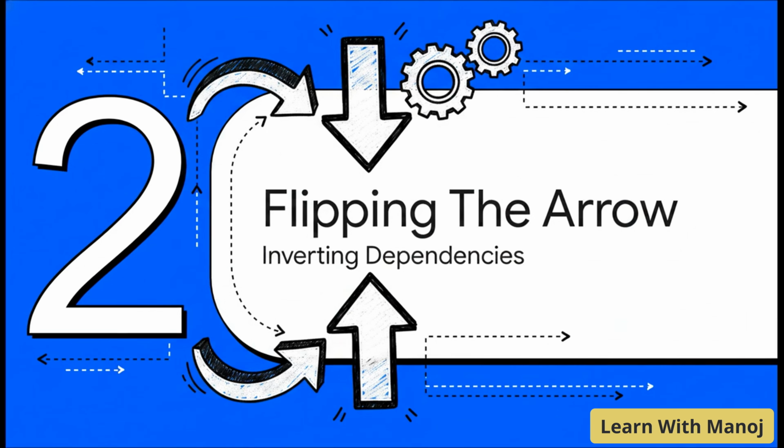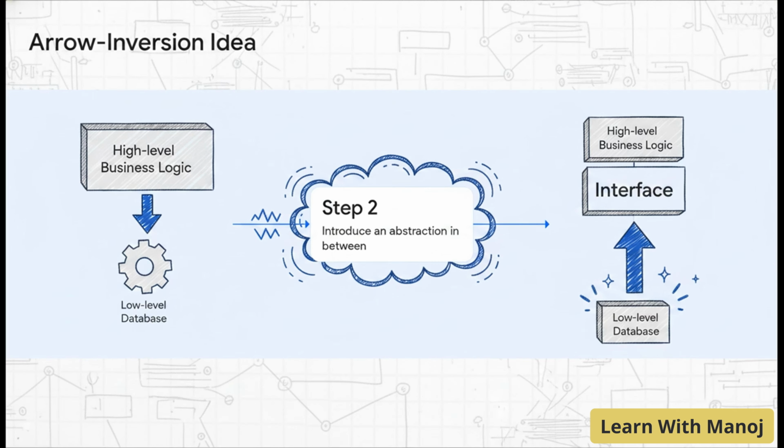Moving on to part 2, flipping the dependency arrow. Now, let's look at the second half of our cooperating pair and actually visualize exactly how dependencies are inverted and how we take back control of our system's architecture. And this brilliantly illustrates the mechanical genius of dependency inversion. Picture a dependency diagram in your head.